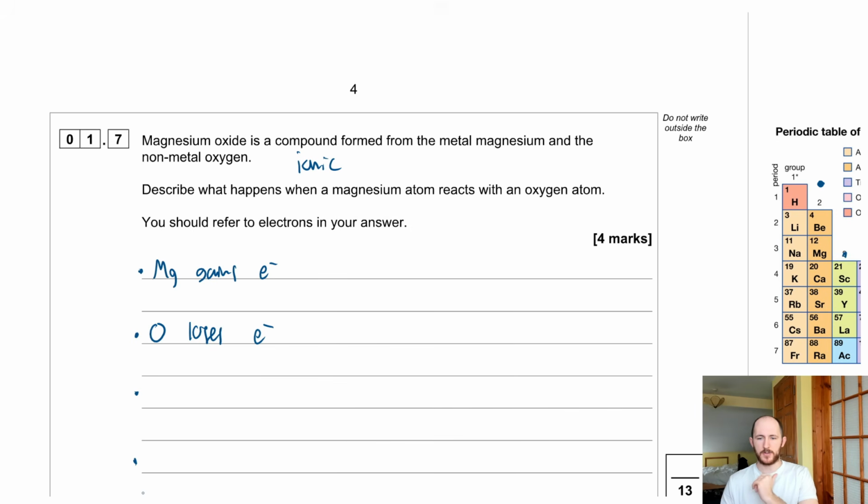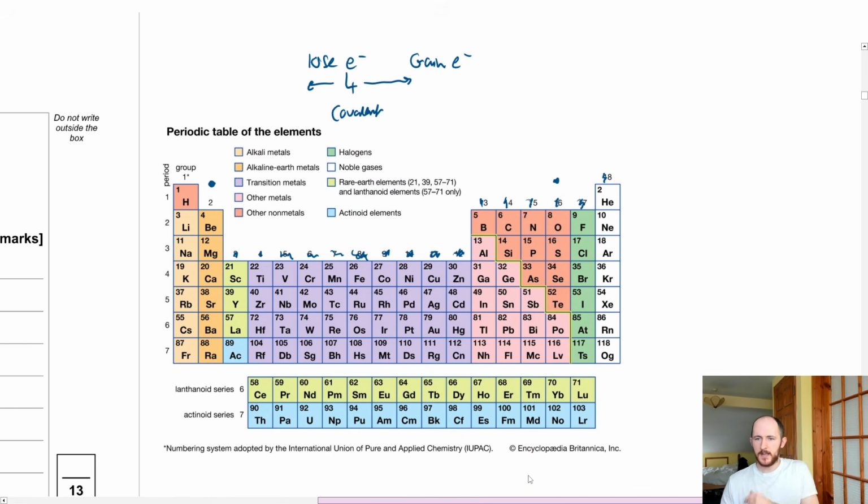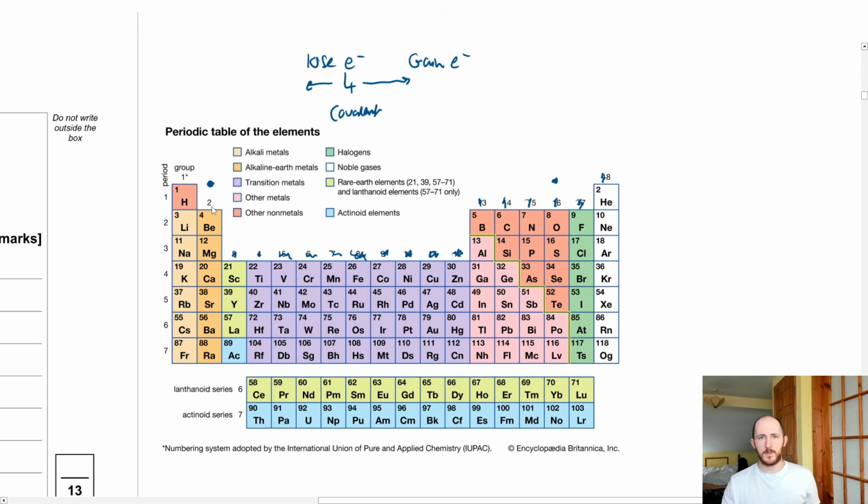And then I'll just write how many. Well, again, magnesium is in group 2, so in its outer shell it only has 2 electrons. So it can only lose 2 electrons, which is really useful because oxygen has 6, and it would really like 8. And what is 6 plus 2? It is 8.